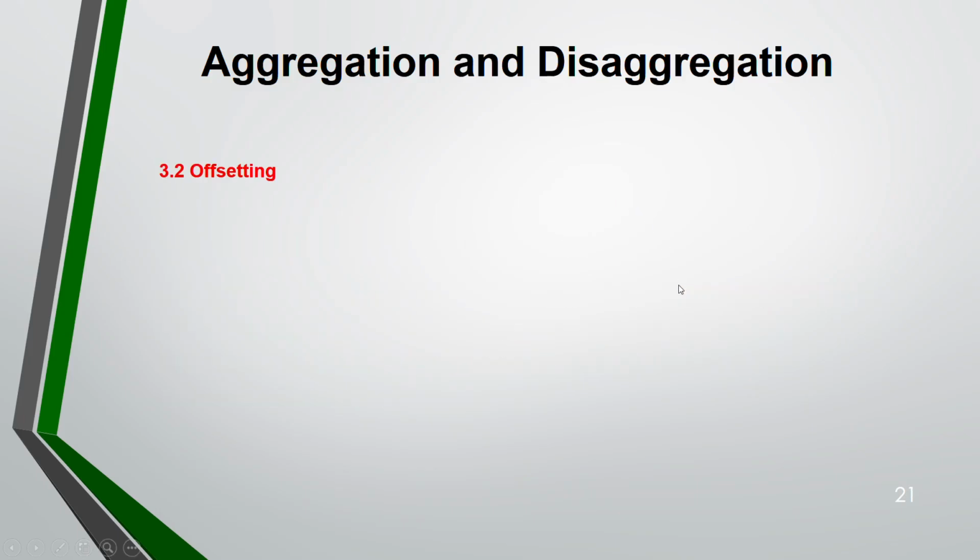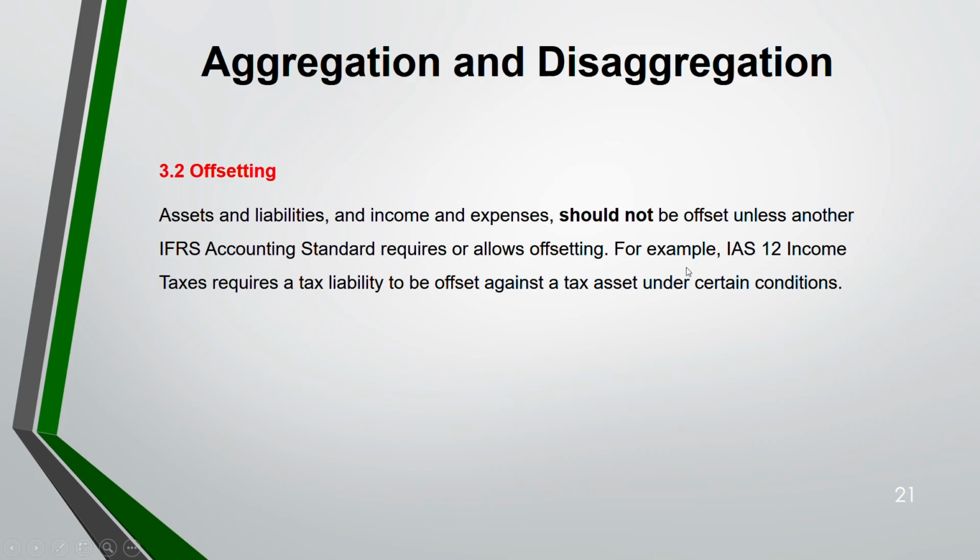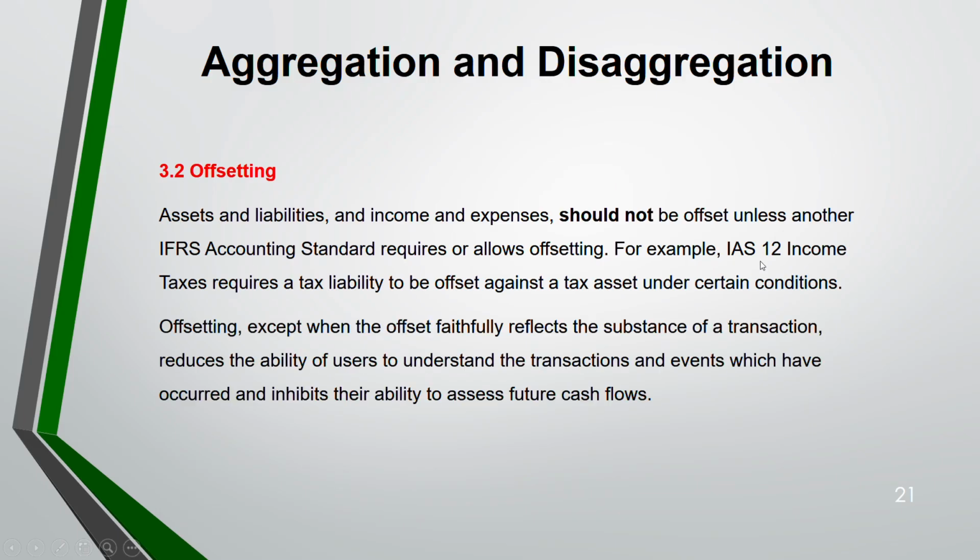Now, offsetting. Assets and liabilities, and income and expenses, you can't offset. They should not be offset unless another IFRS accounting standard requires or allows you to offset. For example, IAS 12 income tax says a tax liability you can offset against a tax asset under certain conditions. Of course, when I go to IAS 12, you can know what are those conditions under which you can offset tax asset with tax liability.